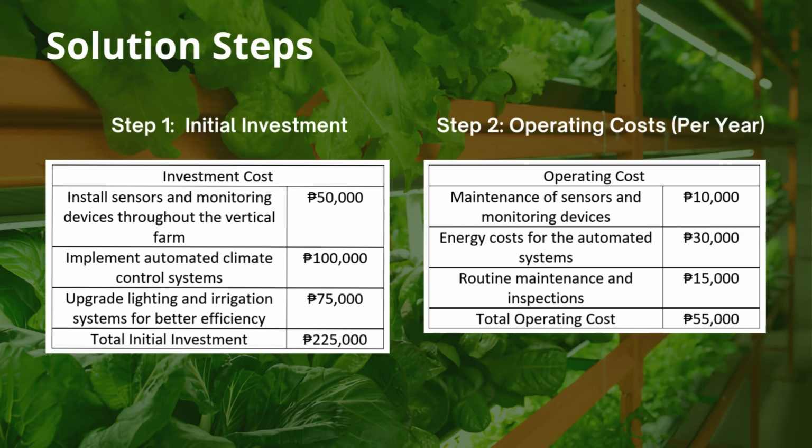Step 2 of our solution is the operating costs per year. The maintenance of sensors and monitoring devices costs 10,000 pesos. Energy costs for the automated systems cost 30,000 pesos. Routine maintenance and inspection costs 15,000 pesos. The total operating cost per year is 55,000 pesos.